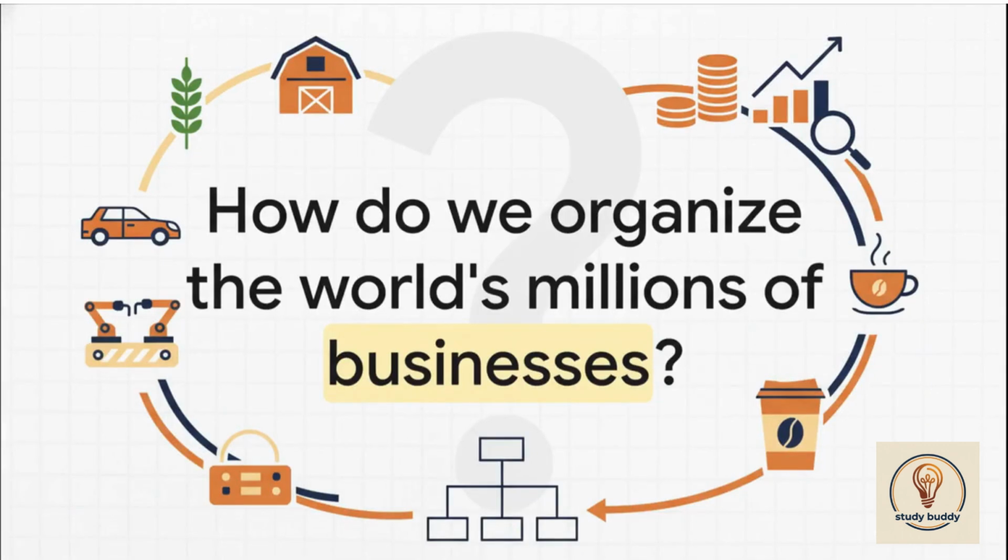Think about it for a second. You've got businesses that grow our food, businesses that build our cars, others that handle our money, and even the ones that sell us our morning coffee. With literally millions of businesses out there, how on earth do we even begin to organize all of that? It seems super complicated, right? But there's actually a pretty simple system to make sense of it all.